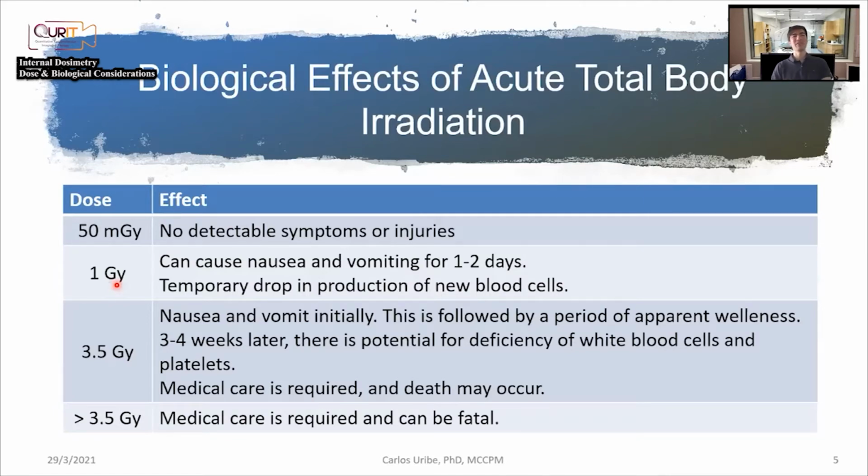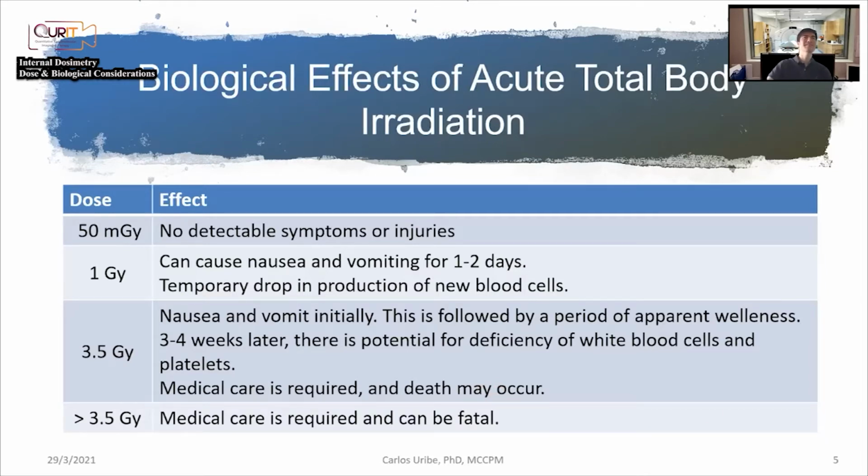When you reach the level of 3.5 gray, there's typically nausea and vomiting initially. Then this is followed by a period in which it looks like people are getting better. There's wellness, sorry, I think I have a typo there. But then 3 to 4 weeks later, there is a potential for deficiency of white blood cells and platelets. Typically, there is medical care required, and maybe it can be fatal. And at exposures of more than 3.5 gray, people typically need medical care, and it can be fatal. So, of course, we don't want to be exposed to too much dose.